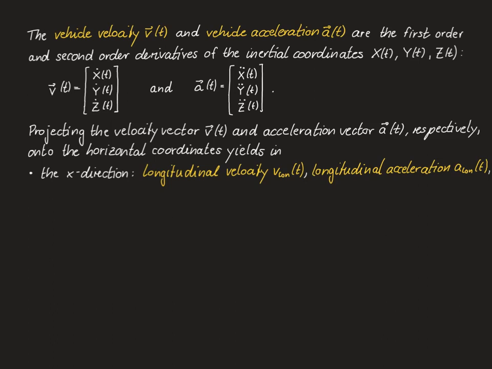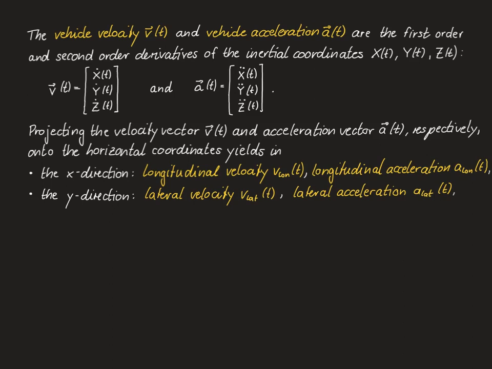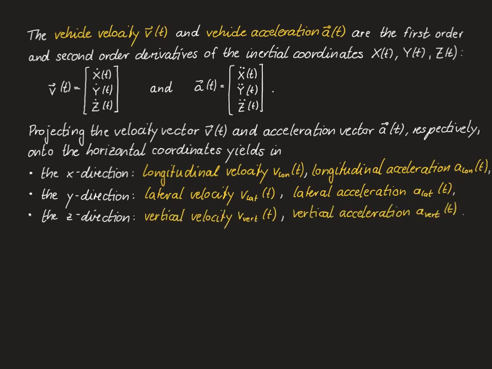If we project this velocity vector v(t) and the acceleration vector a(t) respectively onto the horizontal coordinates, what we get is in the x direction the longitudinal velocity v_lon(t) and the longitudinal acceleration a_lon(t). In the y direction, the lateral velocity v_lat(t) and the lateral acceleration a_lat(t). And in the z direction, the vertical velocity v_vert(t) and the vertical acceleration a_vert(t).